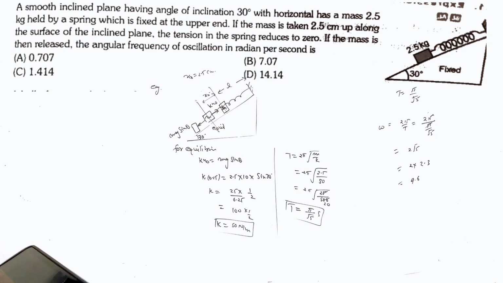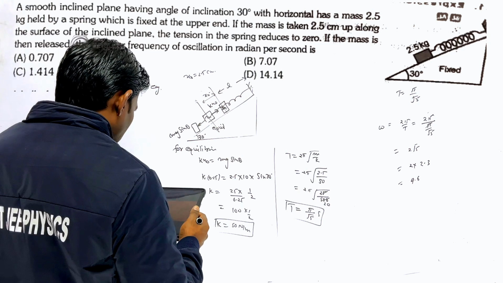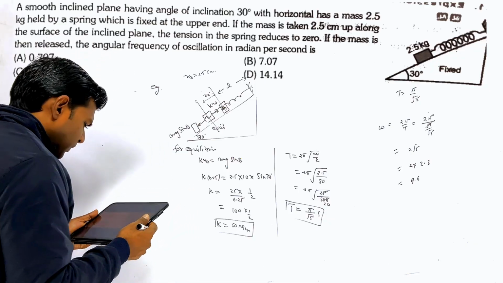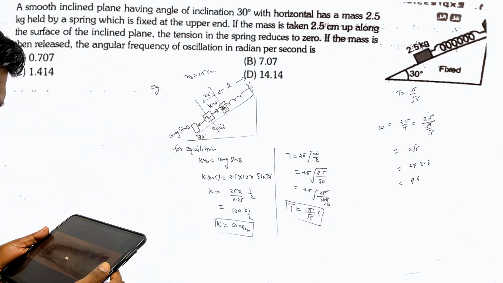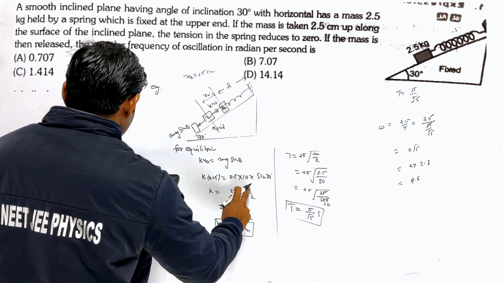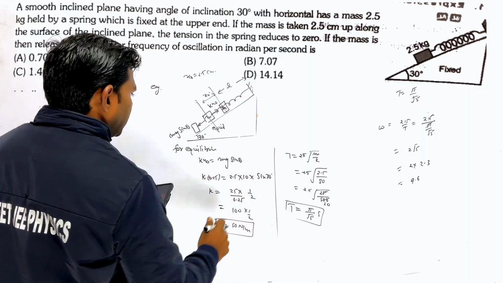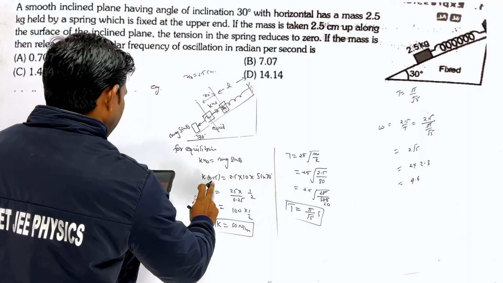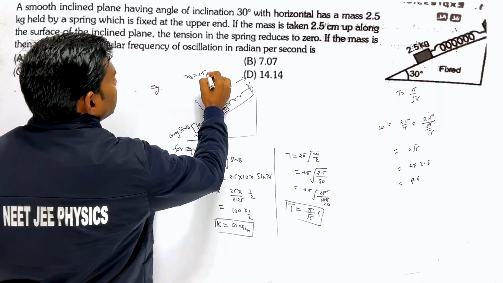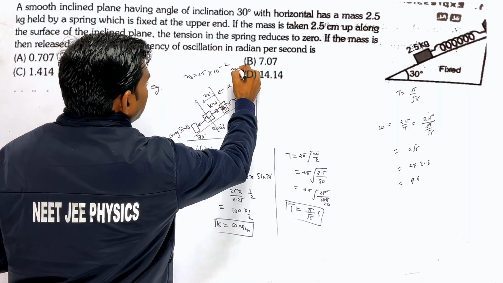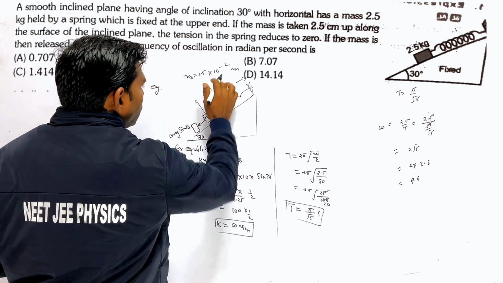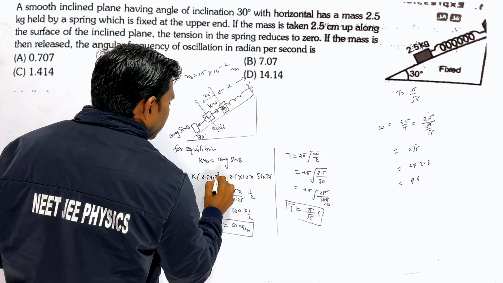देखो, kx naught, sin theta, mass along the surface of the incline. The kx naught will be equal to mg sin 30, right? And k into x naught. Oh, this is 2.5 centimeter. It is equal to minus 2 meter, right? There is a mistake. So the k into this x naught is 2.5 into 10 to the power minus 2.